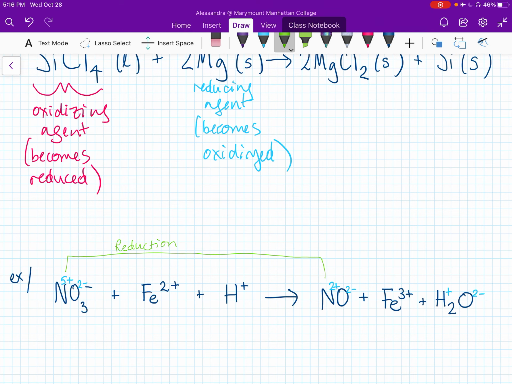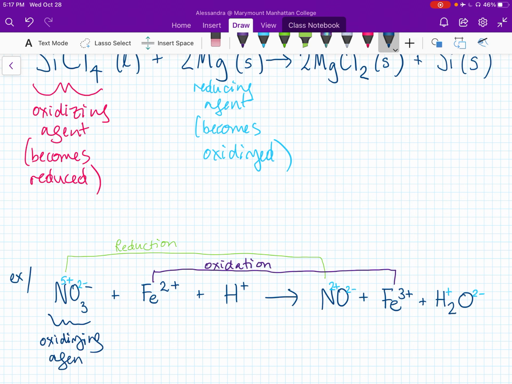Now, that leaves iron. By process of elimination, iron must be getting oxidized. You can't have reduction without oxidation. And it's true, iron is going from 2+ to 3+. It's becoming more positive. That's a 1 electron oxidation. It's losing 1 electron. So this is going to be oxidation. So if nitrogen is being reduced, that means that nitrate is the oxidizing agent, because the oxidizing agent becomes reduced. And since iron is being oxidized, then Fe2+ is going to be the reducing agent.